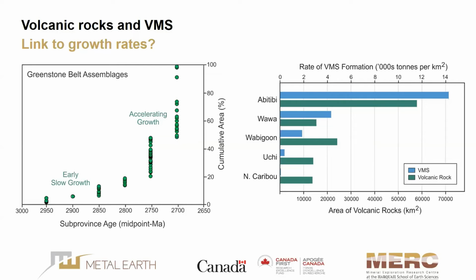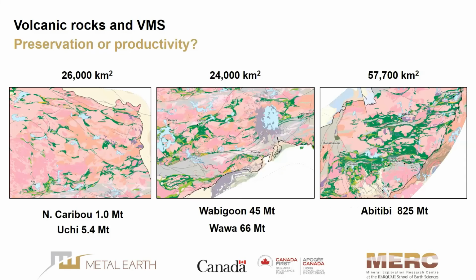You can also look at the rate of VMS formation in these different sub-provinces, which is shown here in the blue bars in terms of thousands of tons of massive sulfide per square kilometer of volcanic rock. And it's easy to see a 4 or 5 times increase in the endowment in the Abitibi compared to the other terrains.